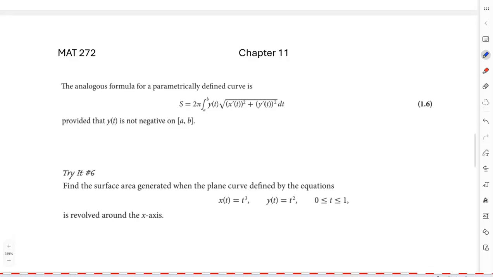So we can expand on this to find surface area.